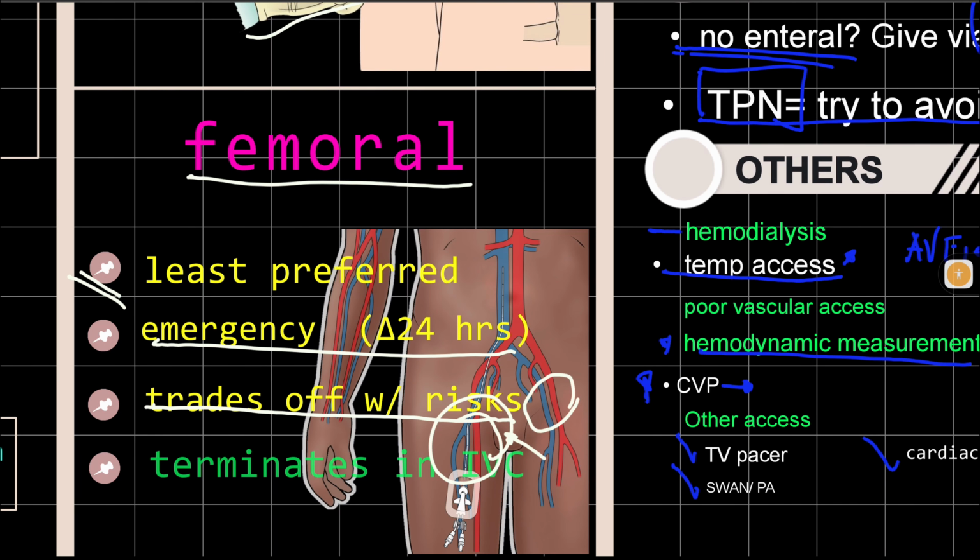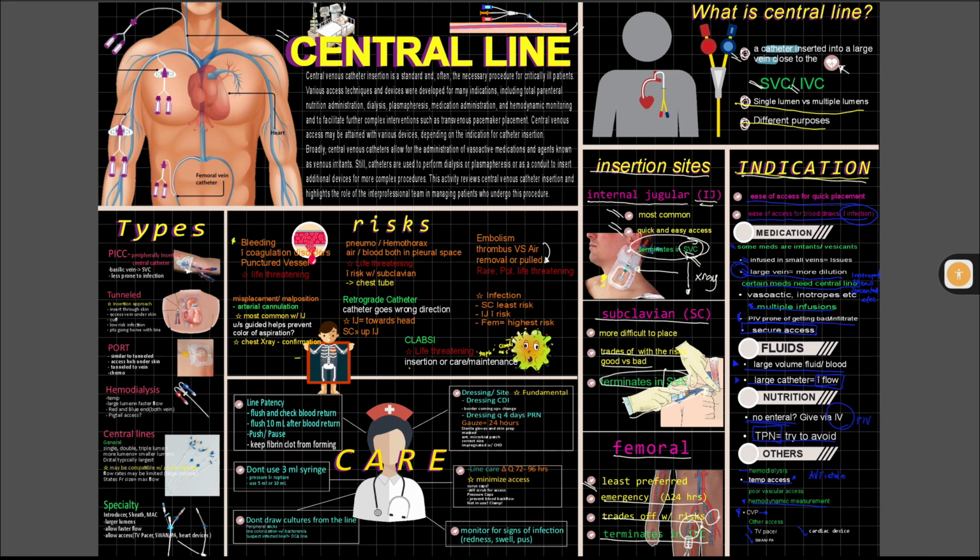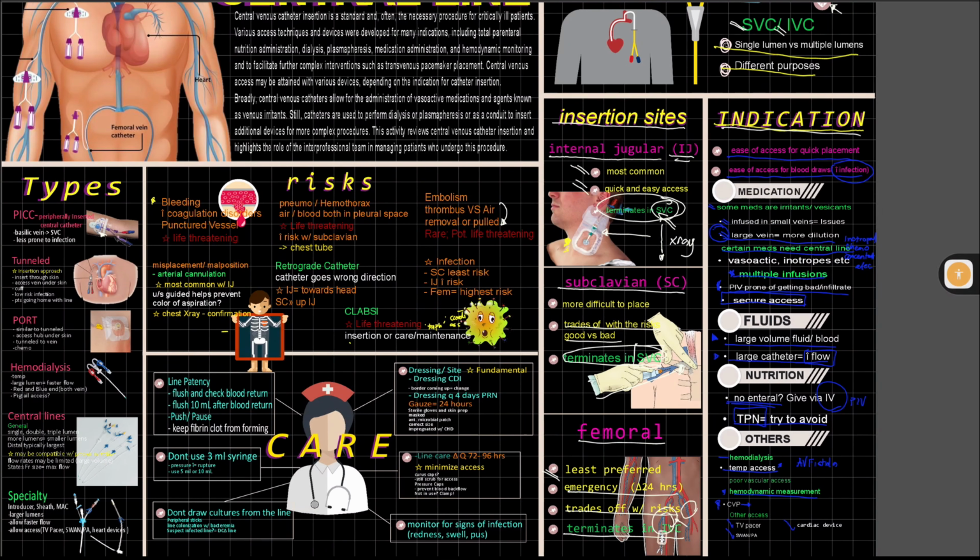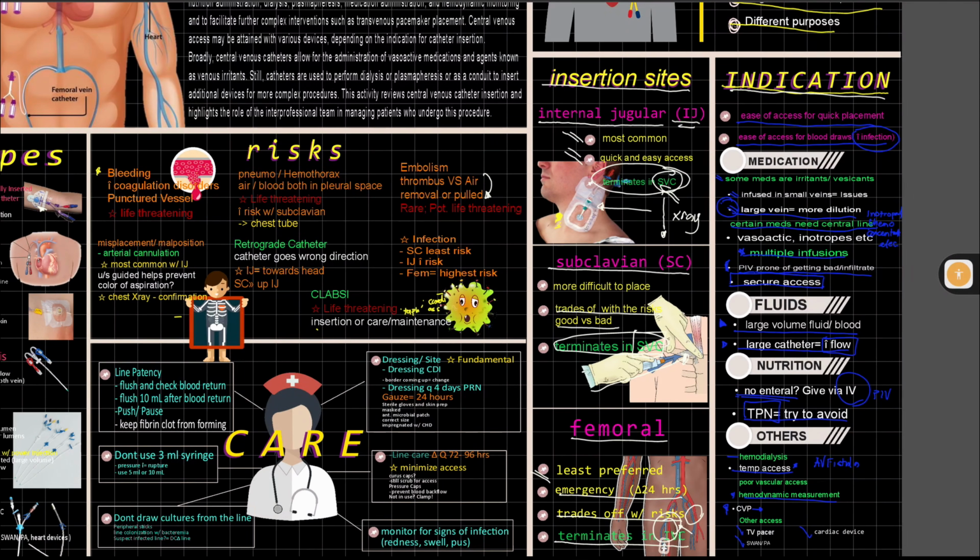Now, unlike your subclavian and your internal jugular, your femoral line terminates in your IVC, or your inferior vena cava. All right, your central line should be placed in the veins that carry oxygenated blood towards the heart. Artery carries deoxygenated blood away from the heart. Once again, you guys, these are the insertion sites where you can possibly see your central line: your IJ, your SC, and your femoral site.